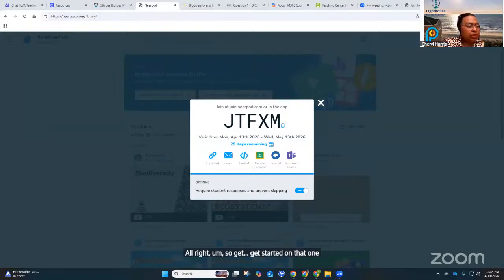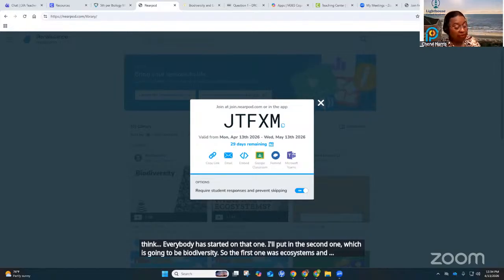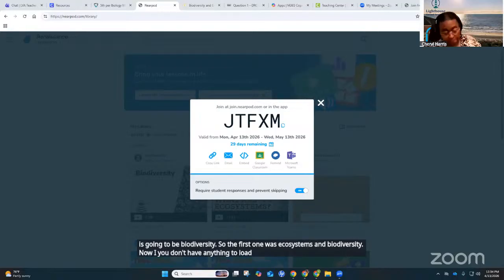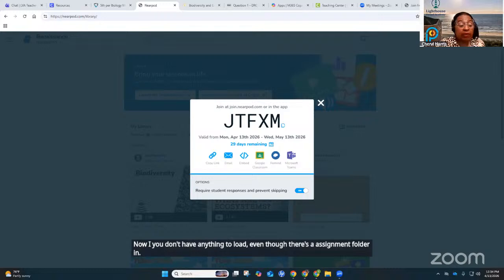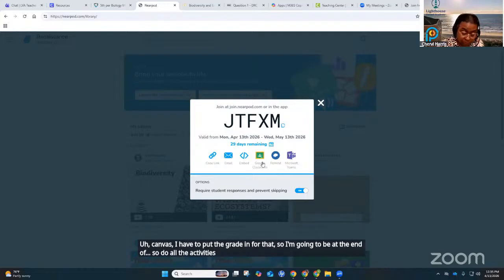And then as soon as I think everybody has started on that one, I'll put in the second one, which is going to be biodiversity. So the first one was ecosystems. Now you don't have anything to load, even though there's an assignment folder in Canvas. I have to put the grade in for that. So do all the activities. At the end, I'll take the score from there and put it in Canvas.